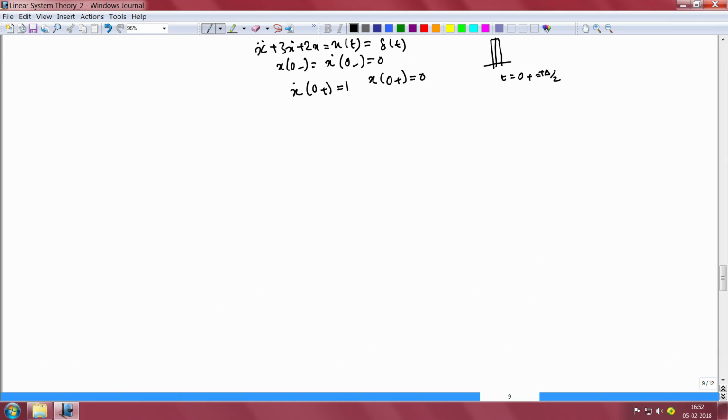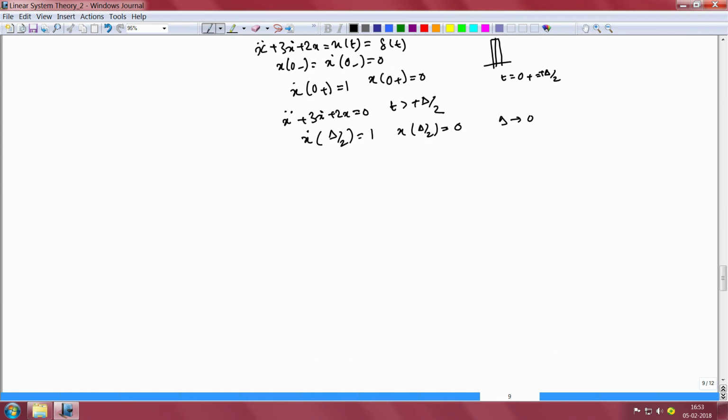Therefore we have a homogeneous differential equation, namely x double dot plus 3x dot plus 2x equal to 0 for t greater than delta by 2, and with the initial conditions x dot of 0 plus, or in other words x dot of delta by 2 is equal to 1 and x of delta by 2 is equal to 0, where delta is a very small quantity. Now what is the solution to this differential equation?